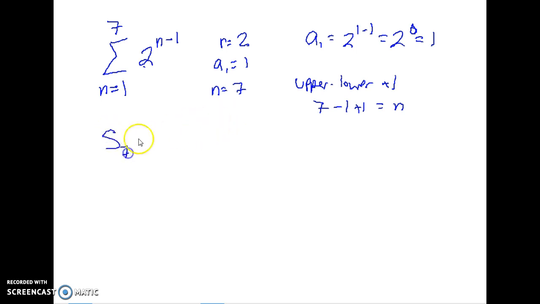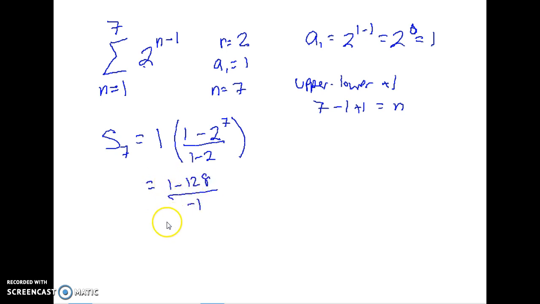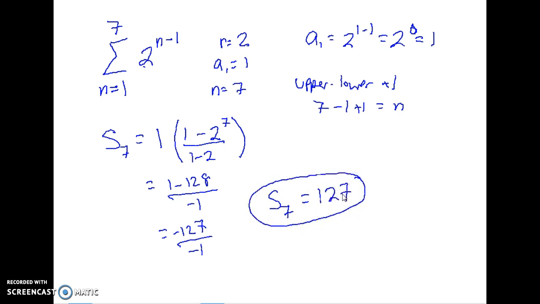So S of 7 is 1 times 1 minus 2 to the power of 7, all over 1 minus 2. Notice that the 1 is not going to make a difference right here. 2 to the power of 7 is 128, so this will be 1 minus 128, all over negative 1. So negative 127 over negative 1. So S of 7 is a positive 127. Sometimes you will get negative numbers. Sometimes you will get positive numbers.